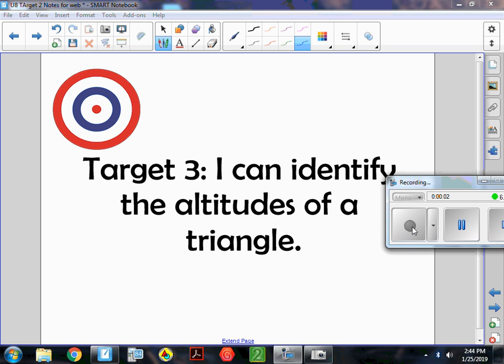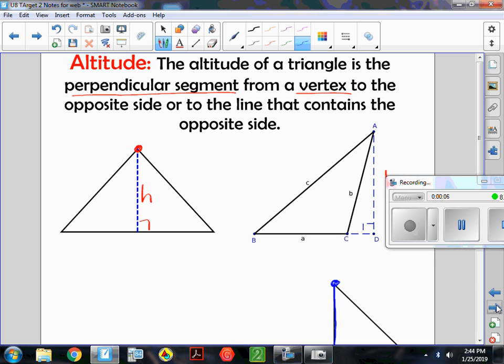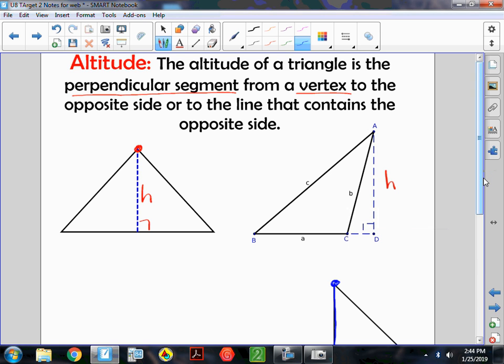Okay, Unit 8, Target 3 is about identifying altitudes in a triangle. An altitude of a triangle is the perpendicular segment from a vertex to the opposite side, or to the line that contains the opposite side. So key parts there are it's from a vertex, and it's a perpendicular segment to the opposite side.